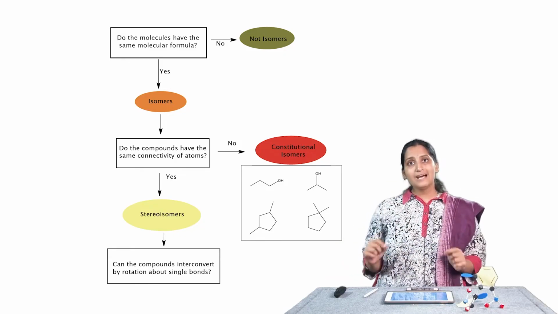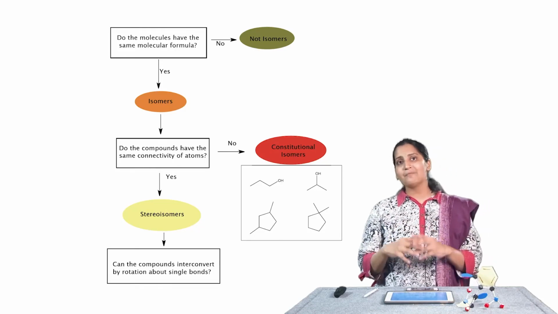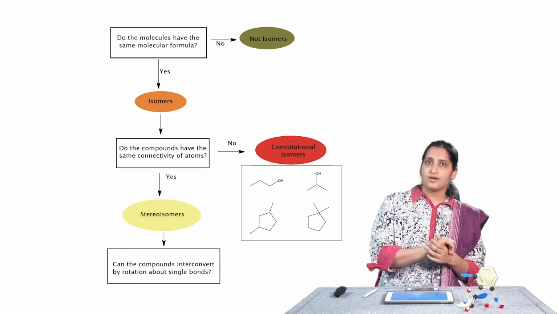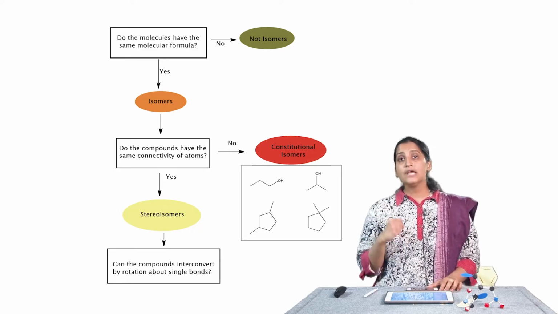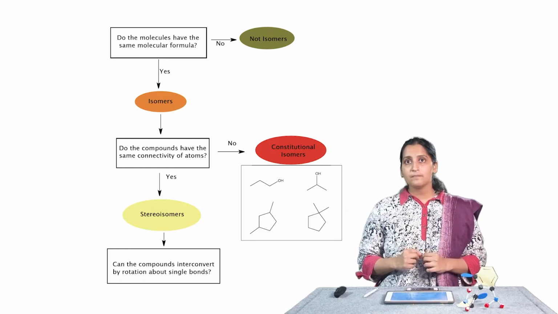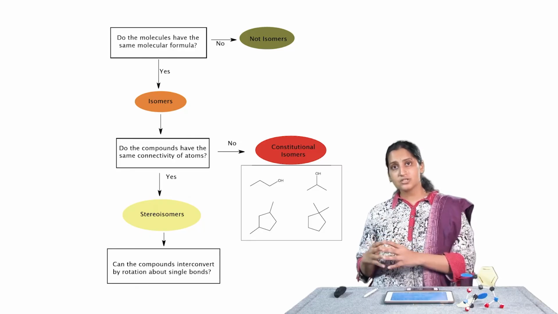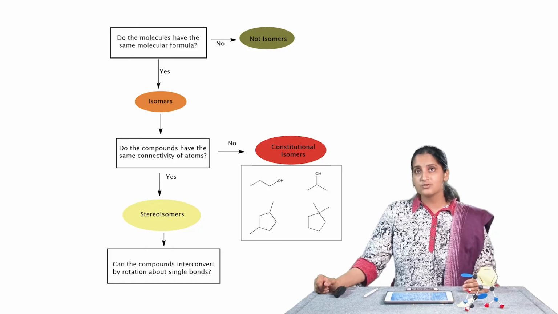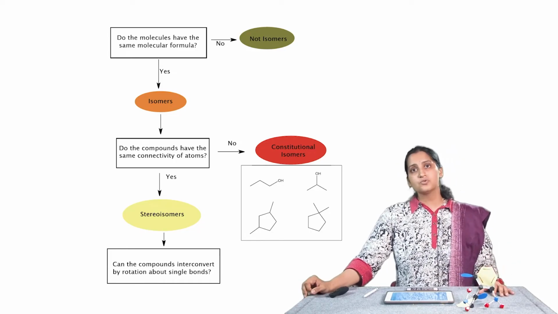But if the answer to this question is yes, that means they have the same molecular formula, then they are some kind of isomers of each other. Now, our job is to look at what kinds of isomers. So, the next thing you do is look at the connectivity. Do they have the same connectivity of atoms in the molecule? If the answer is no, then we have a pair of constitutional isomers. For example, these are propanol constitutional isomers. One of them is 1-propanol, one of them is 2-propanol, and they are constitutional isomers of each other.